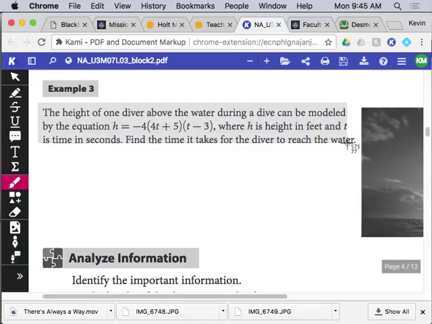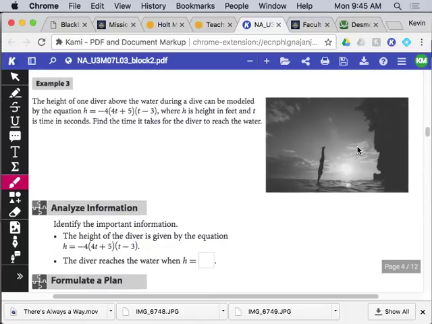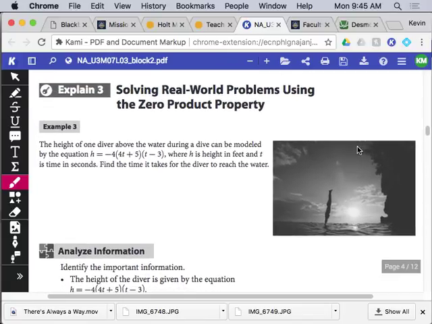So this is a word question here. So solving real world problems. The height of one diver above the water during a dive can be modeled by the equation h equals -4 times (4t plus 5) times (t minus 3), where h is the height in feet and t is the time in seconds. Find the time it takes for the diver to reach the water. Okay.